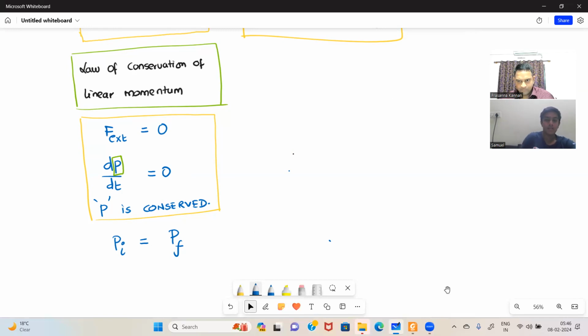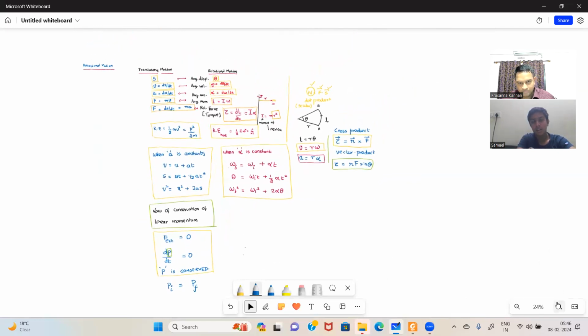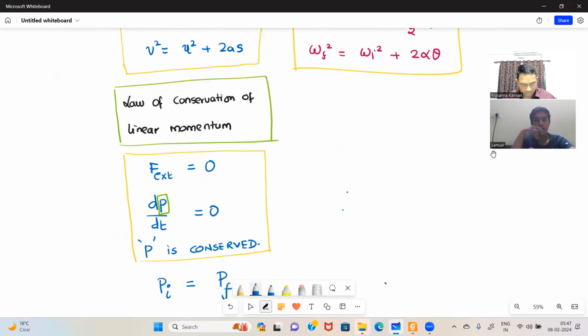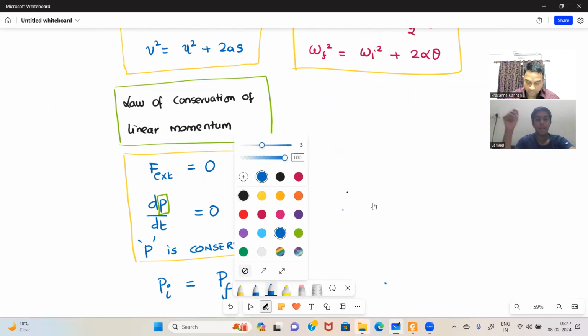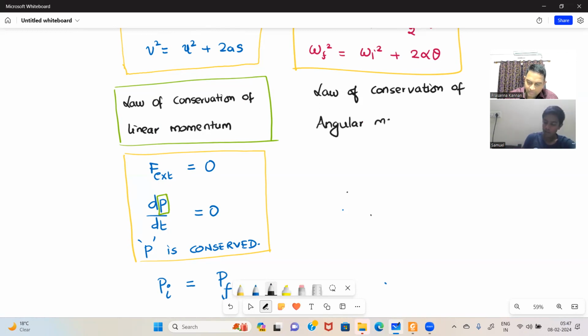Clear? Yes. Okay. Now, what is the matchup in rotational motion? For this entire law, you have the law of conservation of linear momentum, right? How would you have it in rotational motion? Angular momentum is L. So it is dL by dt. What will be the law? Law of conservation of what, in rotational motion? Angular momentum. So the law is the law of conservation of angular momentum.